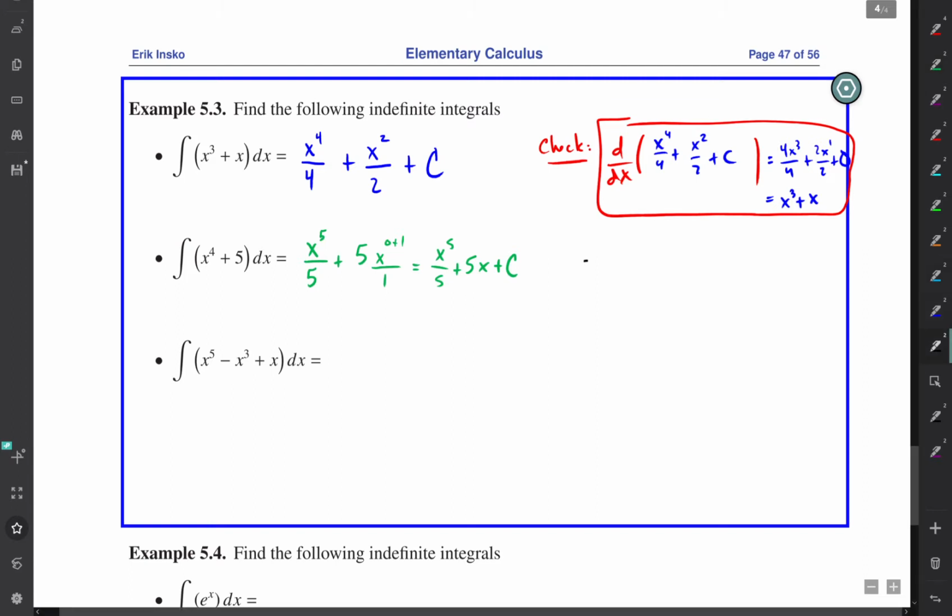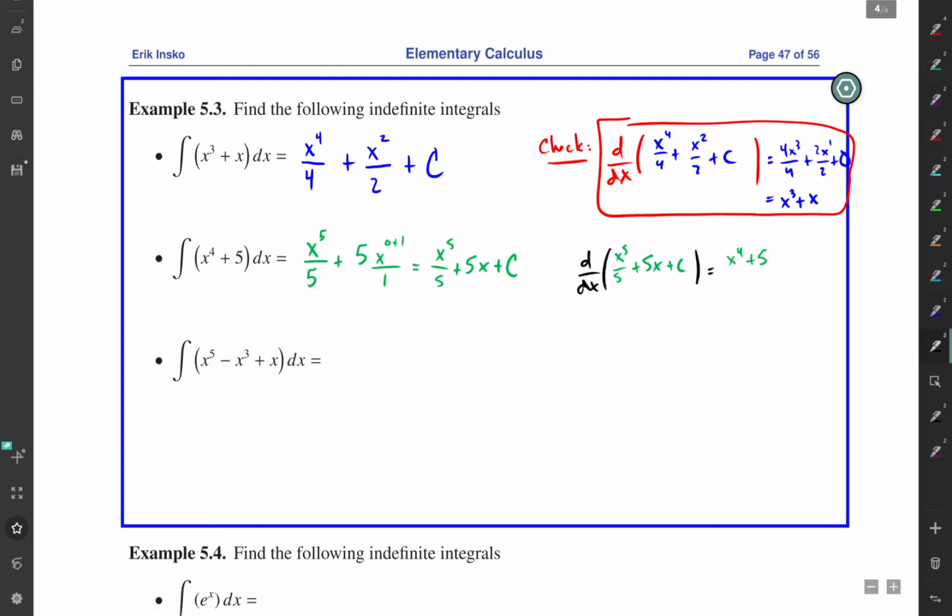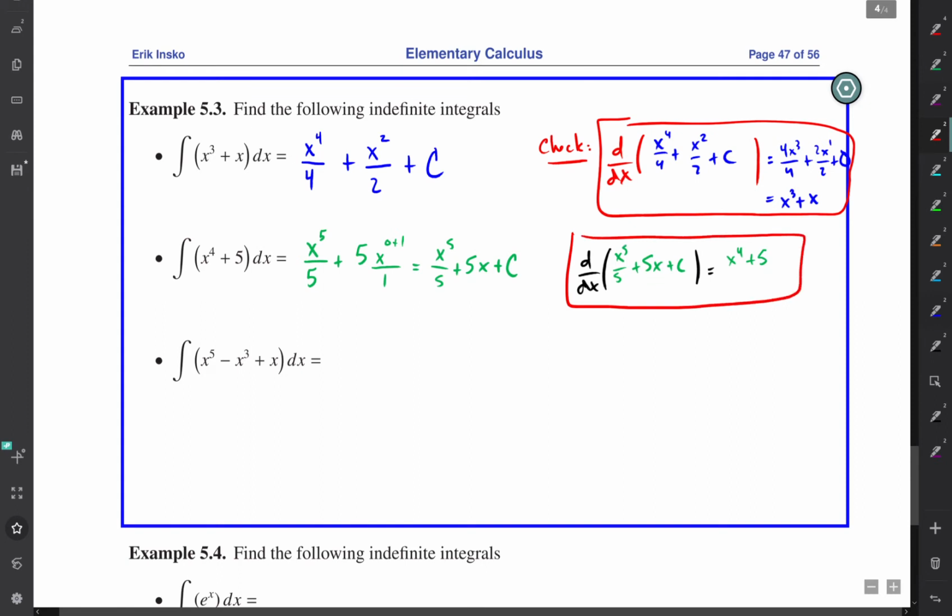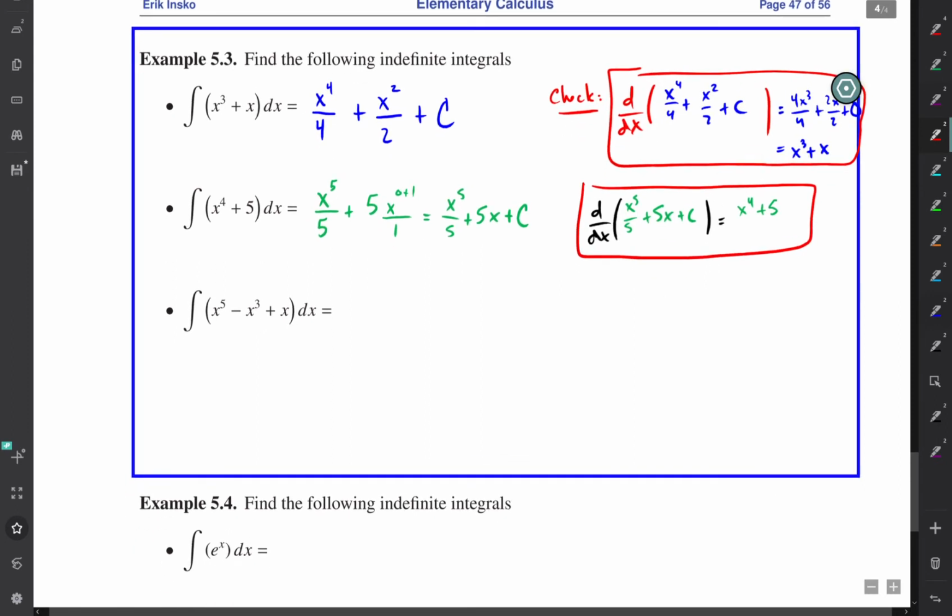And again, if you take the derivative of that answer, x to the 5th over 5 plus 5x plus c, then you're going to get back x to the 4th plus 5, and the derivative of c is 0. So again, this check worked out. Alright, we have one more to do.